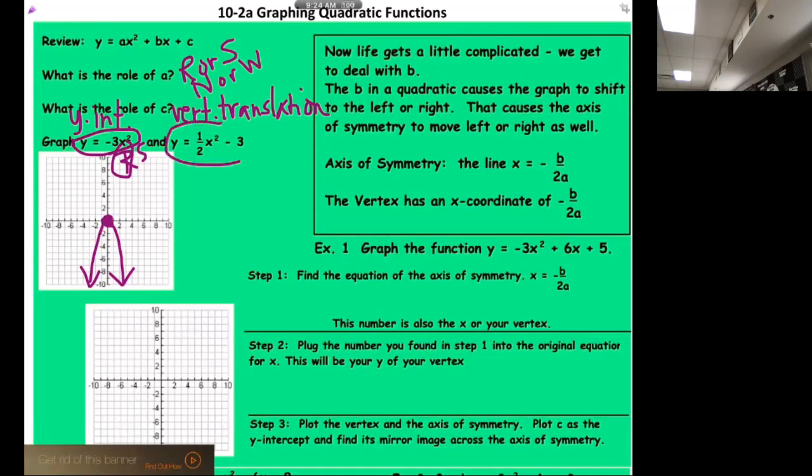Now we have y equals 1/2 x squared minus 3. So now we have an A and we have a C. What does the A tell us in this problem? Right here, 1/2. That's wide, and it's smiley. It's a wide smiley. What does the negative 3 tell us? Go down. We're going to start at negative 3. That's our vertex, at 0, negative 3. And we're going to have a wide smiley.